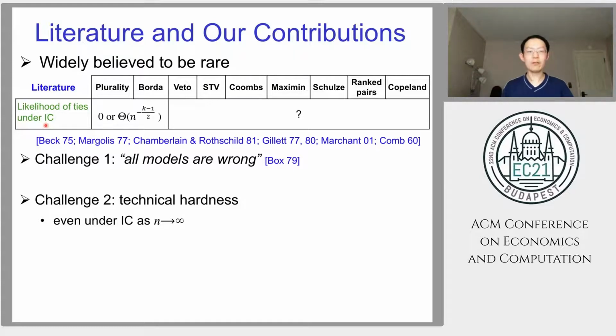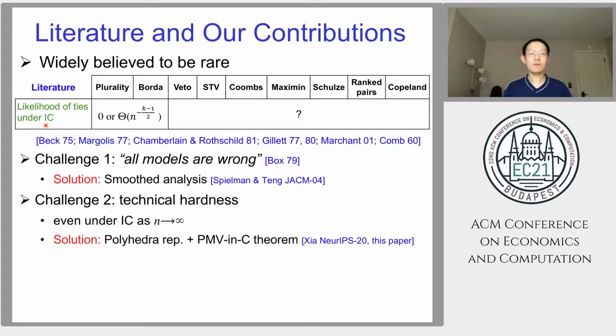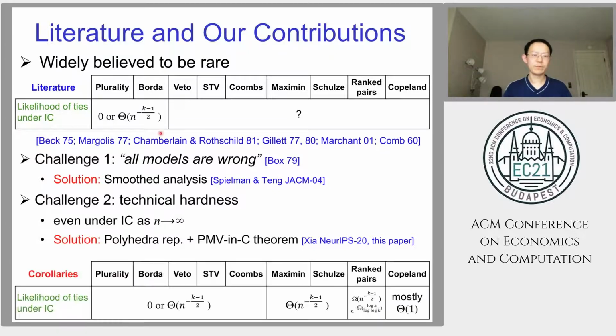In this paper, we address the first challenge by analyzing the smoothed likelihood of ties using the celebrated smoothed analysis, which is believed to be a much more general and realistic model. And to address challenge 2, we use a polyhedra representation of ties and an improved PMV theorem to do the proof. And the straightforward corollaries of our theorems answer open questions left in previous work, especially by Marchant, and give an order over existing commonly studied voting rules with respect to their likelihood of ties under IC.